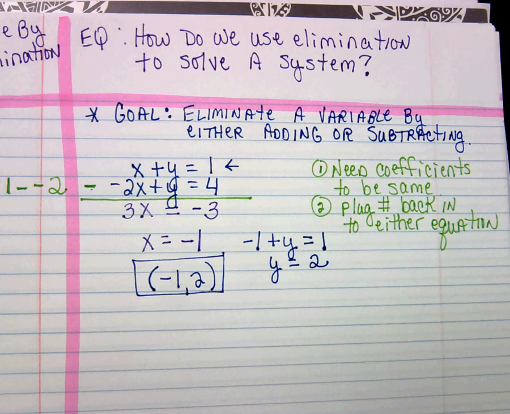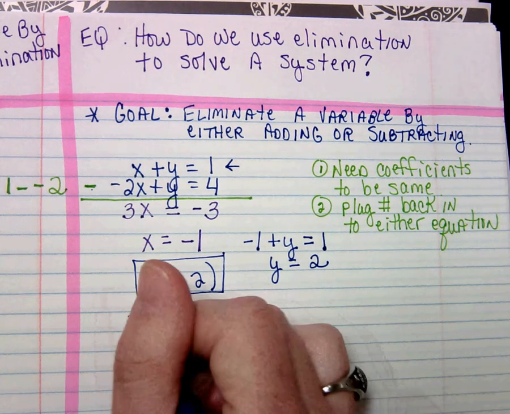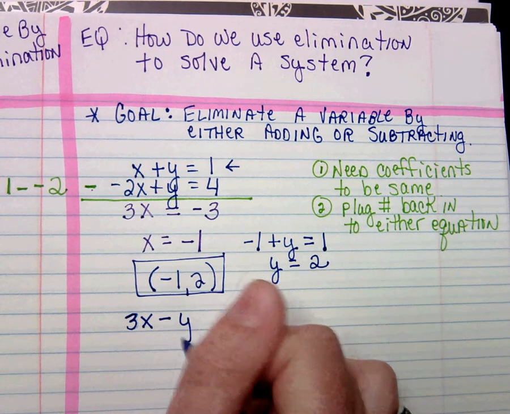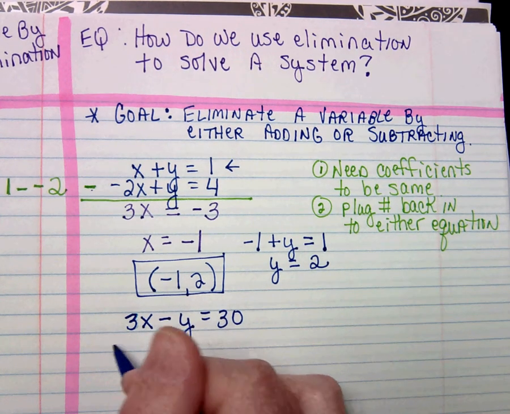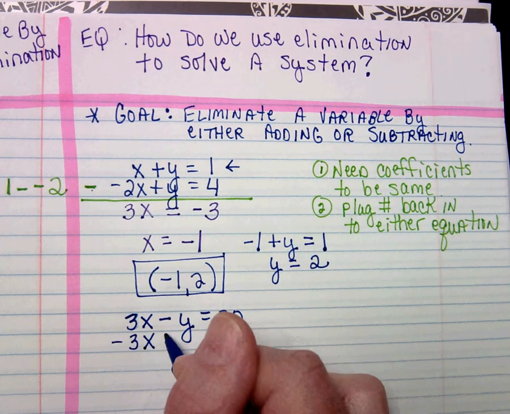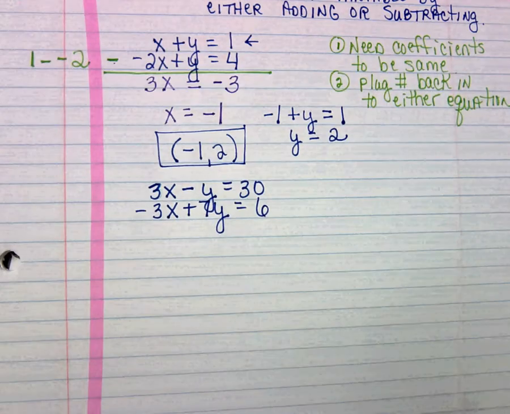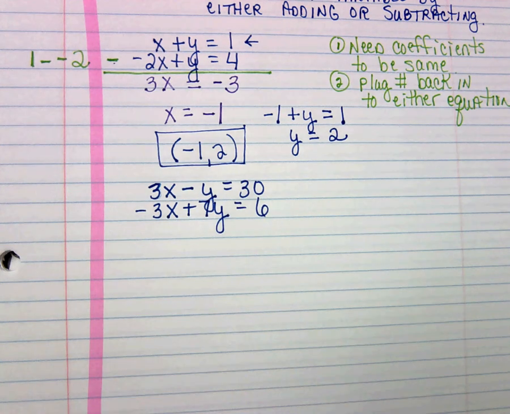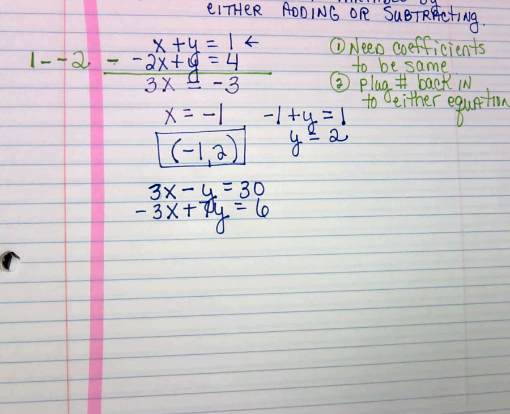Okay, let's look at another one. Our next problem is 3x minus y equals 30 and -3x plus 7y equals 6. Okay, so what I want you to notice here is that our y's definitely do not have the same coefficient, but our x's do. One is a +3 and one is a -3.